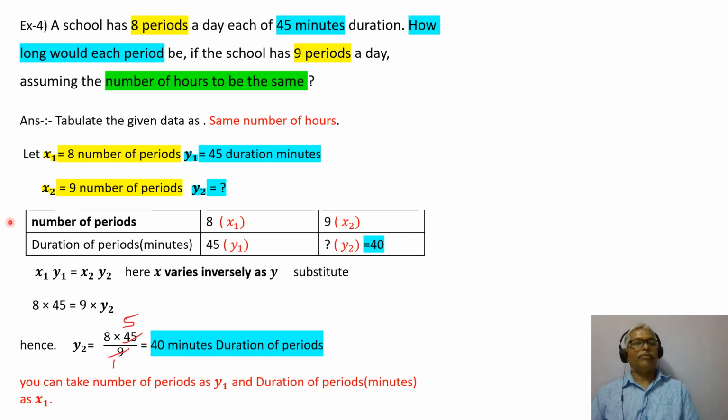So prepare this table. Number of periods is x, x1 and x2. Duration of the periods in minutes is 45, y1, and y2 we have to find out. So x1 y1, this is the formula for inverse proportion: x1 y1 equals x2 y2. Here x varies inversely as y. Substitute. Very simple. x1 y1 equals x2 y2.